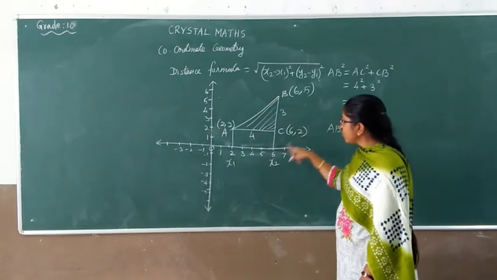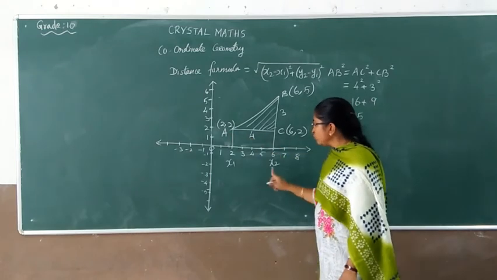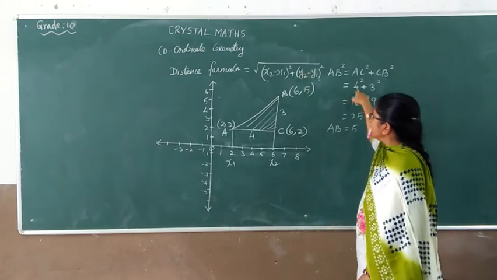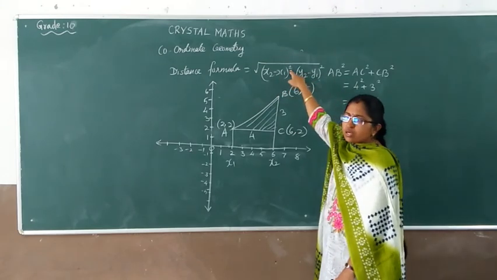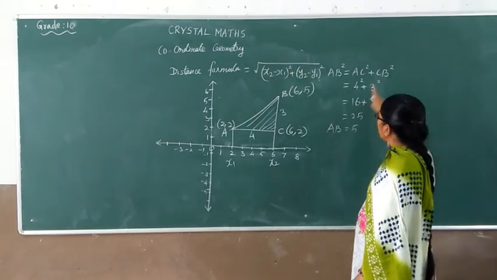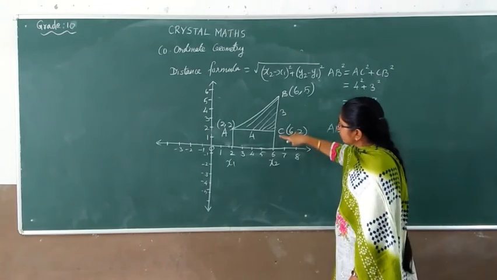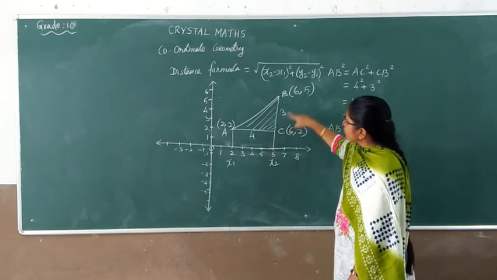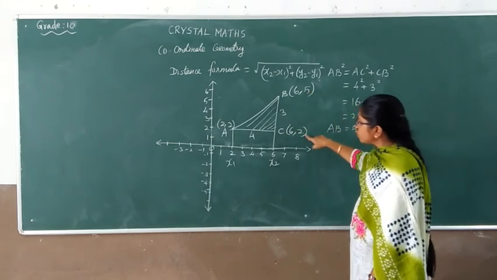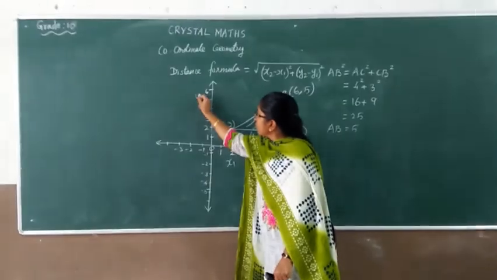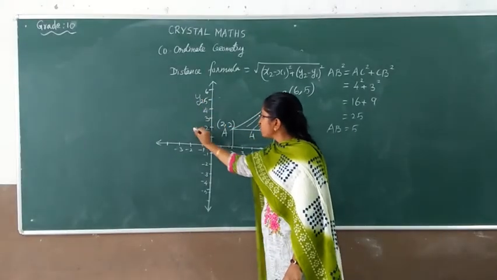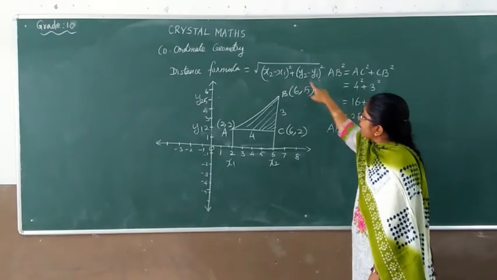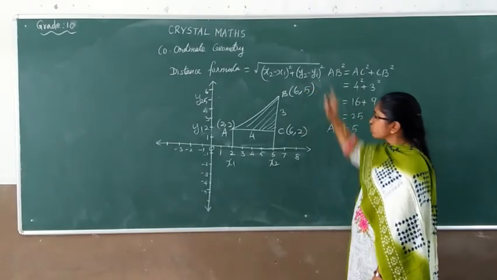We got 4 as what? 6 minus 2, so x2 minus x1. The whole square, we squared it. So, (x2 minus x1) the whole square. And what about y2? We actually mentioned BC square. How did we get this BC as 3? We subtracted 5 minus 2. That is the second value, which we call y2, and the first we call y1. It's nothing but y2 minus y1, 5 minus 2, the whole square.